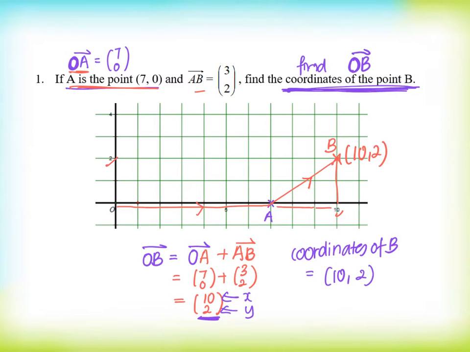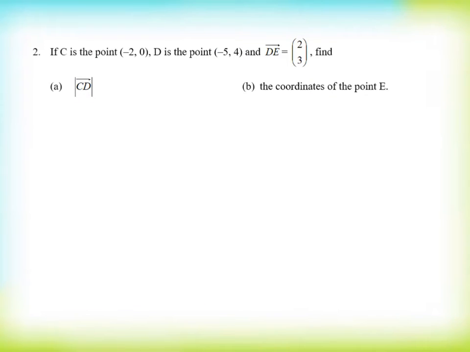Have you gotten the concept? Let's try a few more questions. Immediately, if C is the point (-2, 0), what do we know now? Well, the position vector OC will be (-2, 0). If D is the point (-5, 4), what do we know immediately now? The position vector OD is given to be (-5, 4).